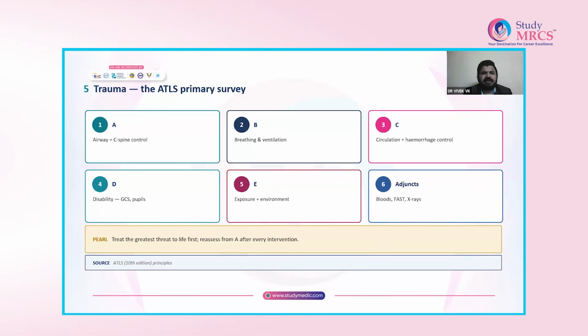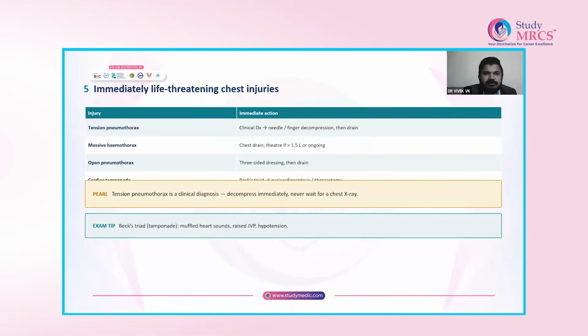So the key pearl is to treat the greatest threat to life first. Then reassess from A after every intervention. So there are certain immediately life-threatening chest injuries. The first one is the tension pneumothorax.